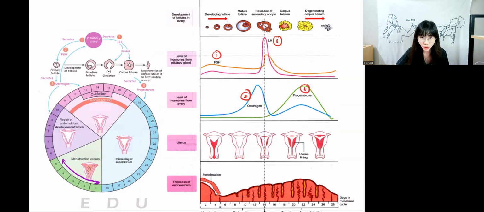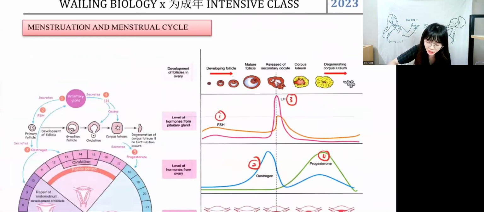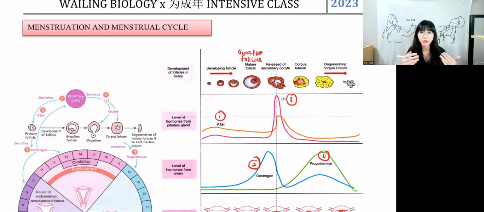Next, on day 6 to day 13, we have estrogen. What is the function of estrogen? Estrogen is to make sure that the follicle grows into larger size. What is the larger size called? The larger size is called Graafian follicle. It's also called mature follicle, but in biology, we call this Graafian follicle. So estrogen is to make sure that the follicle grows into Graafian follicle.